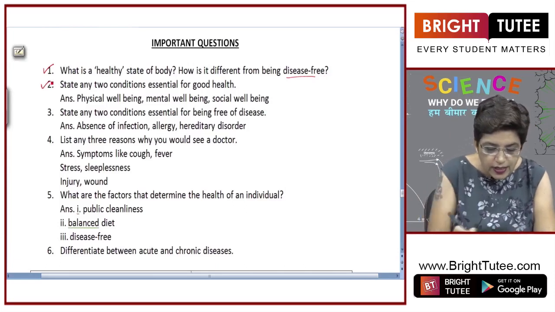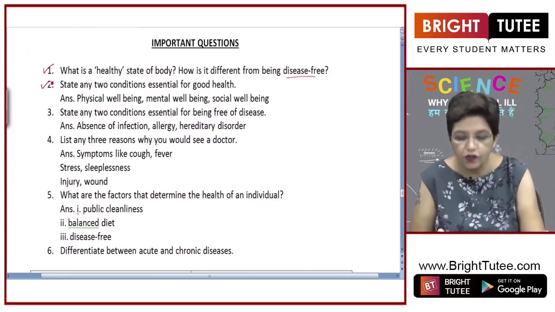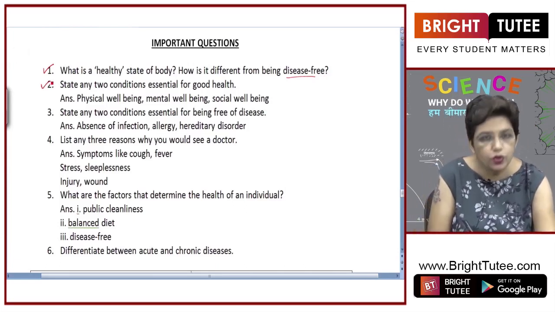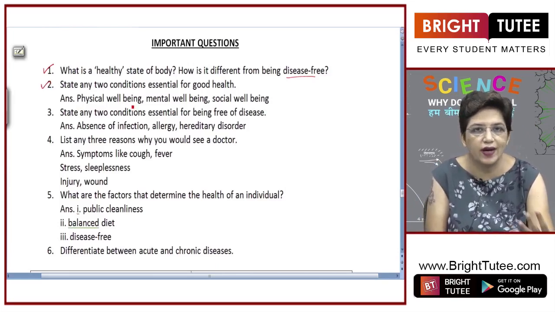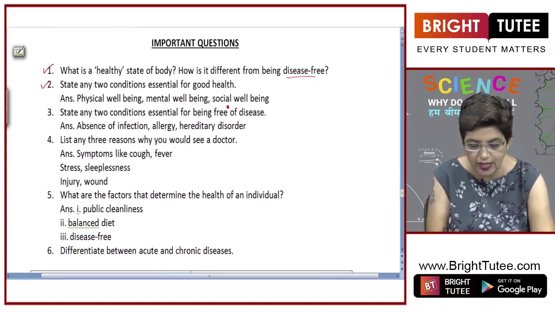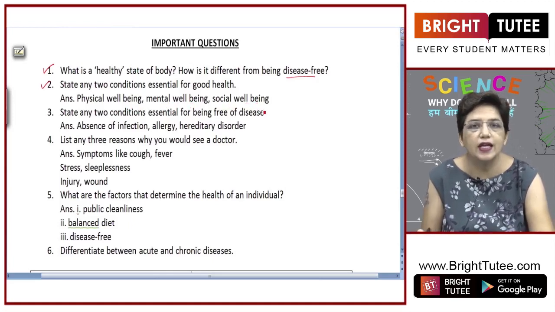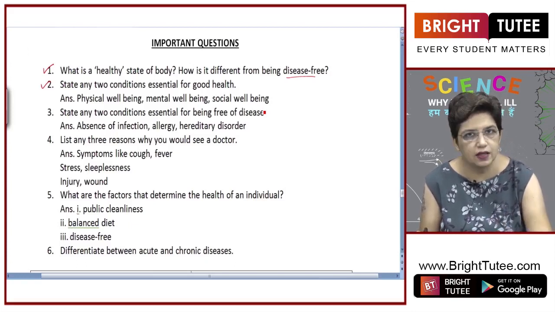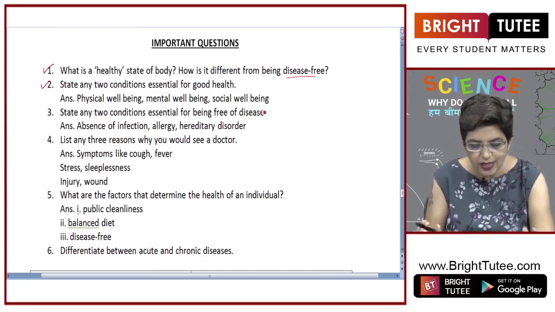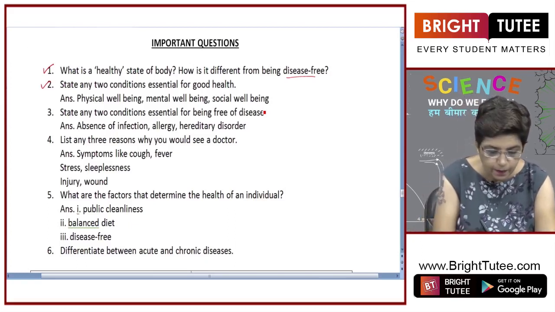Second question, state any 2 conditions essential for good health. First can be physical well-being, like physically you are active and there is no kind of infection. Second, mental well-being, that is there is no depression or tension or any kind of stress. Third is social well-being, that you are living in a society in which everybody treats each other equally. So these are the conditions for good health.